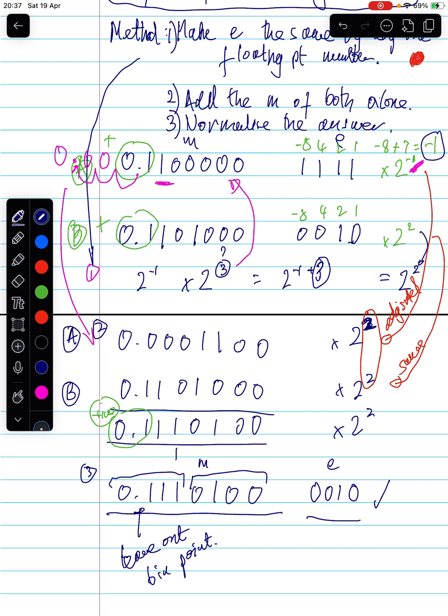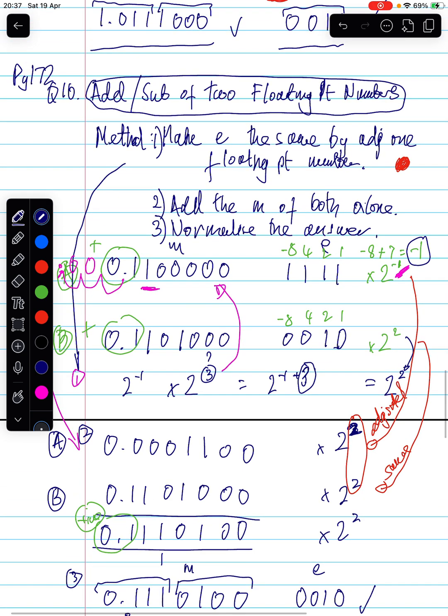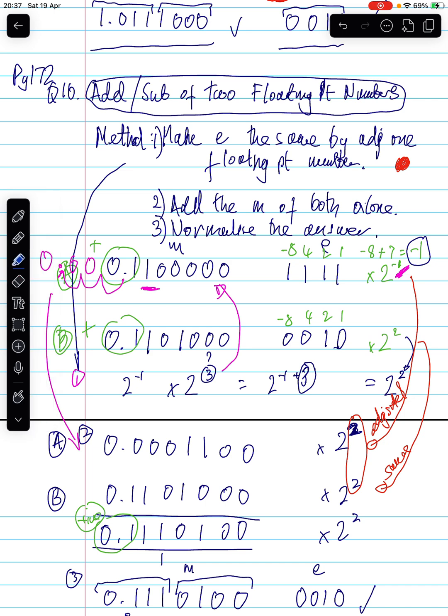Okay, so quite a lot going on in that question, but I think the key thing is to note this strategy.